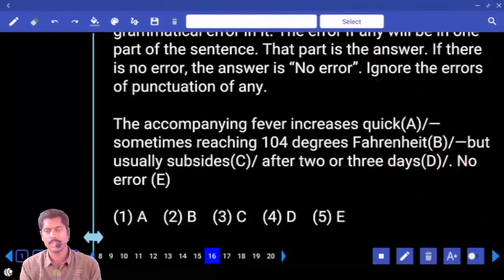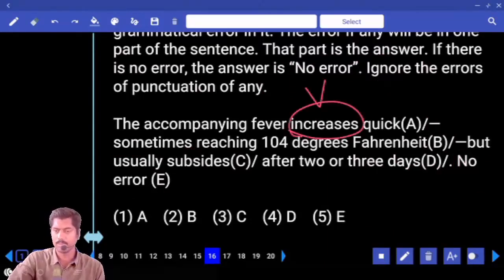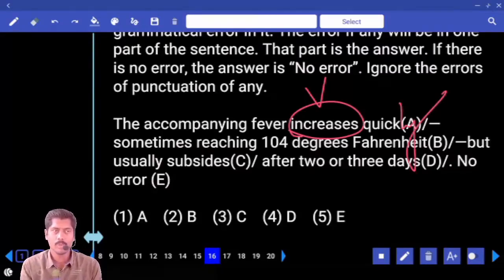The accompanying fever increases quickly. Quickly is the right answer because the verb partner is an adverb. It increases quickly. We copy quickly. We learn slowly.